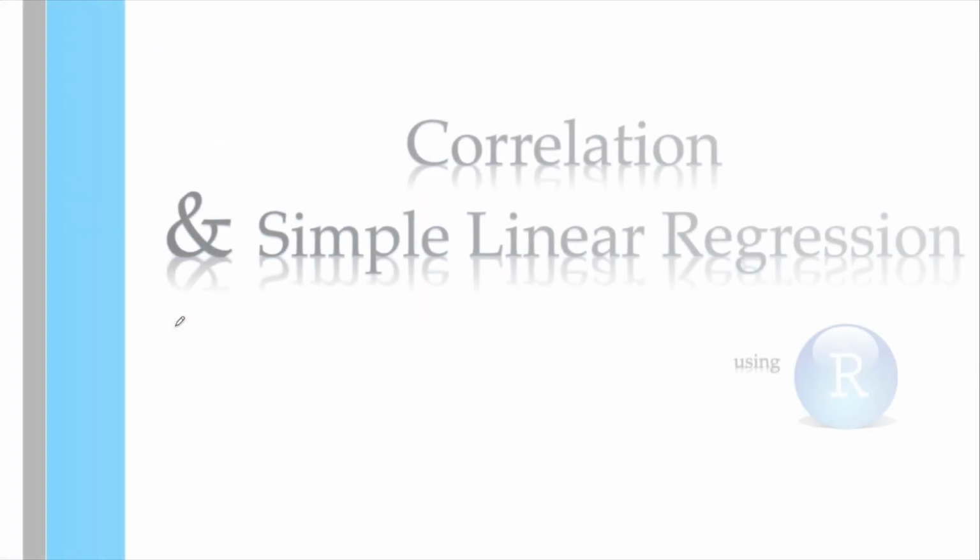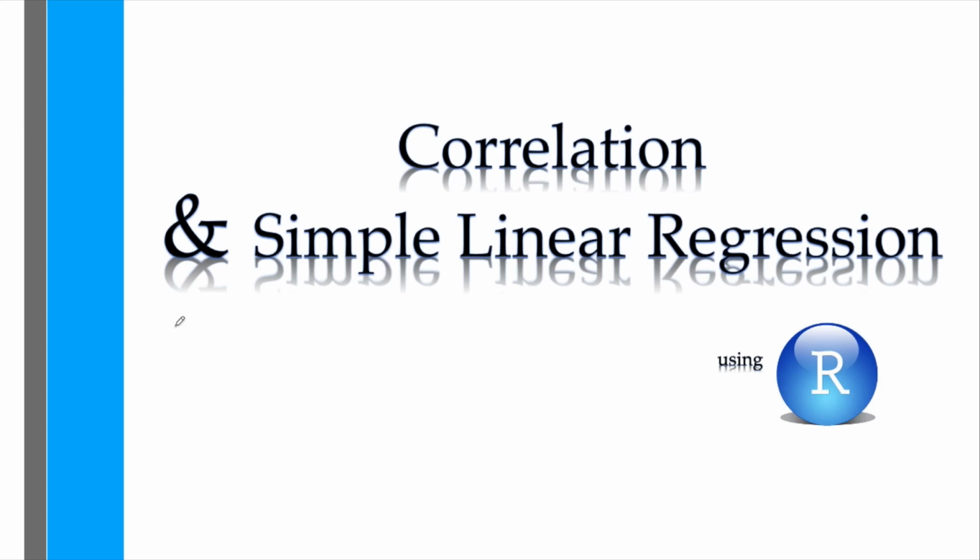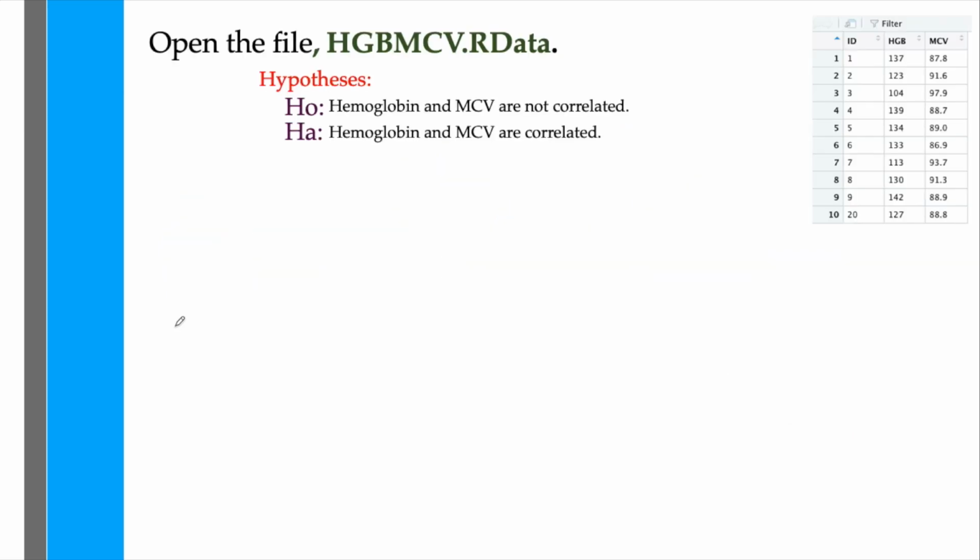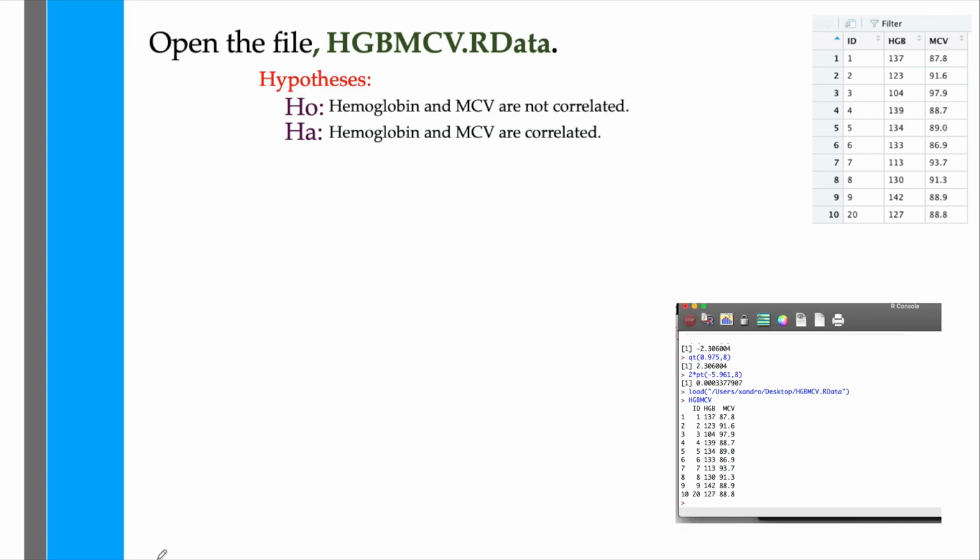Now, I'll show how to perform correlation and simple linear regression using R. All you have to do is open the file HGBMCV.RData. Consider here that, again, your null hypothesis is that hemoglobin and MCV are not correlated, and your alternative is that hemoglobin and MCV are correlated. Now, let's view the data. Here we have the actual data, which are the hemoglobin and the MCV.